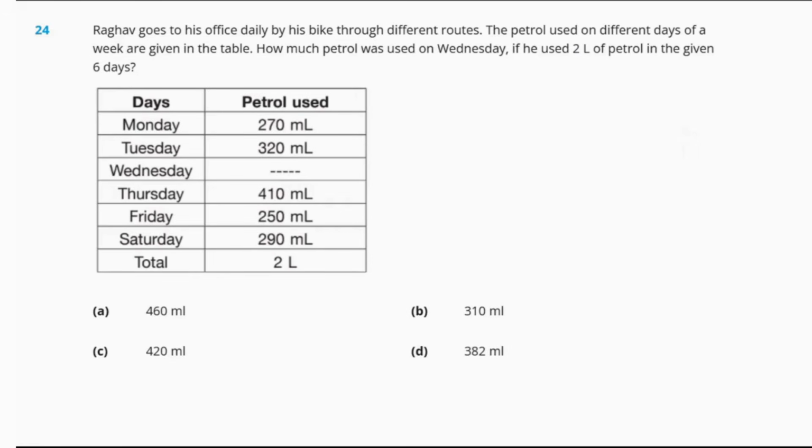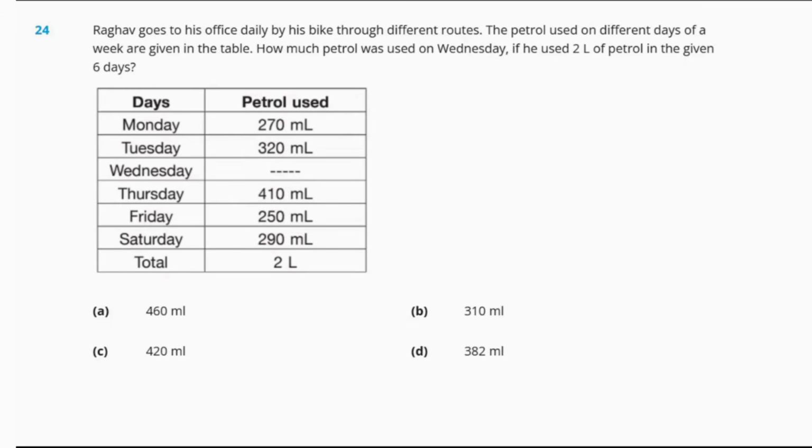Now, next question is, Raghav goes to his office daily by his bike through different routes. The petrol used on different days of a week is given in the table. How much petrol was used on Wednesday if he used 2 liters of petrol in the given 6 days? So here we have a table which shows that Raghav, a boy who goes to his office daily by his bike, spends this much petrol every day.